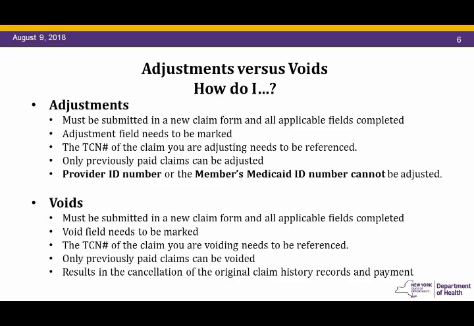How do I adjust or void? They need to be submitted in a new claim form and all applicable fields completed. The adjustment field or the void field needs to be marked. The TCN of the claim you are adjusting or voiding needs to be referenced. Only previously paid claims can be adjusted or voided. On an adjustment, the provider ID or the member ID cannot be adjusted. And for a void, this results in a cancellation of the original claim history records and payment.